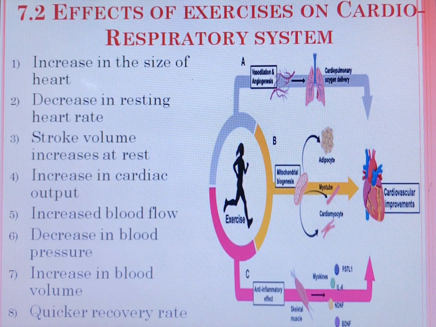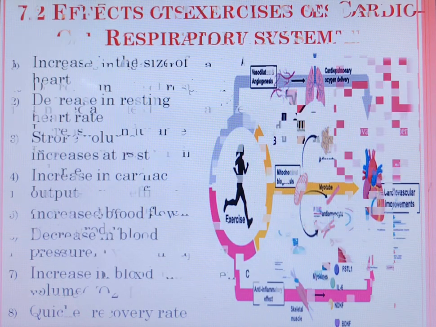The eighth point is quicker recovery rate. A trained athlete's heart rate becomes normal sooner than a beginner athlete's. The rate of respiration also becomes normal very soon. So the recovery becomes very fast when he exercises regularly.